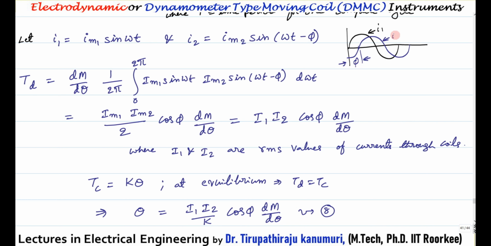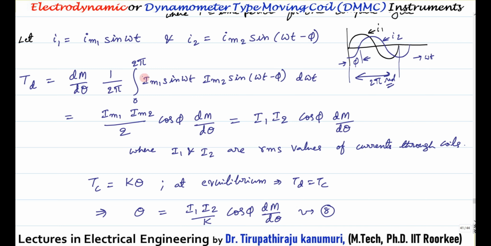If you want to represent the equation for this, I can represent it like this. I1 is equal to I maximum sin omega t, and I2 is I maximum sin (omega t minus phi). Substituting in the deflecting torque equation, this will become dm by d theta into 1 by 2 pi integration from 0 to 2 pi, because the complete cycle is equal to 2 pi radians. Omega t is the axis, so the time period is 1 by 2 pi integration from 0 to 2 pi, and dt becomes d omega t, because we are taking omega t as my axis. So I maximum sin omega t into I maximum sin (omega t minus phi) d omega t.